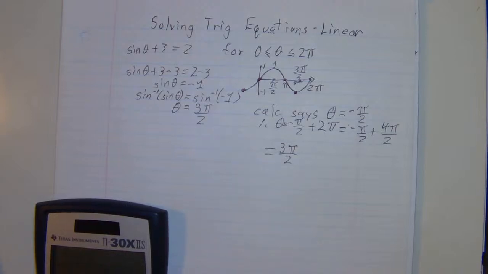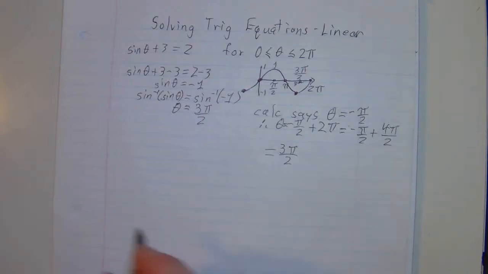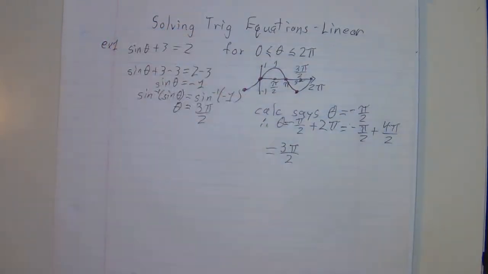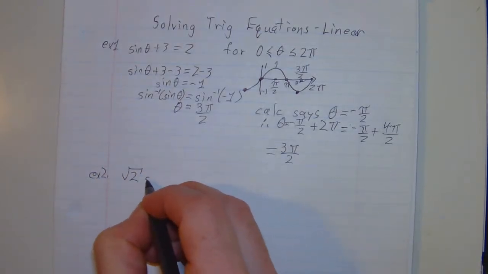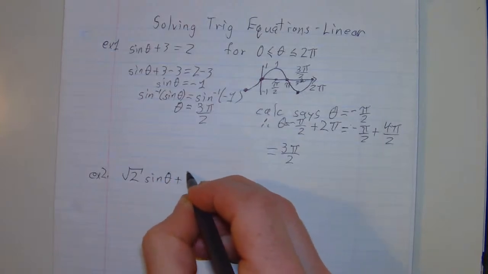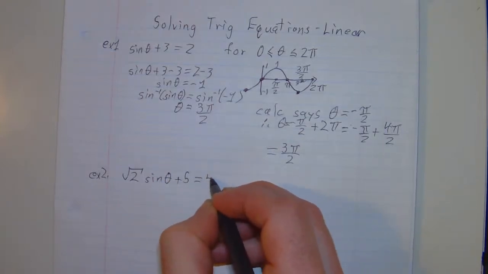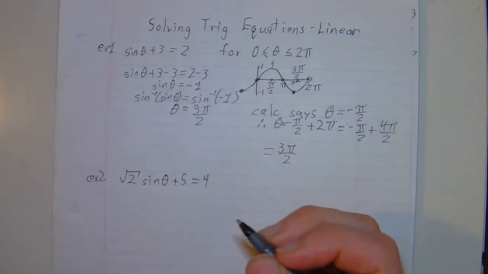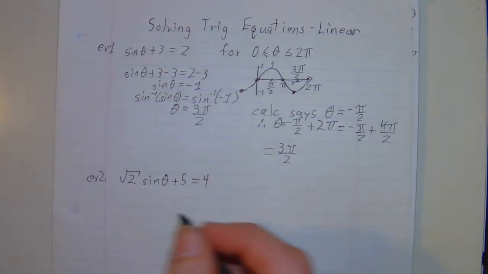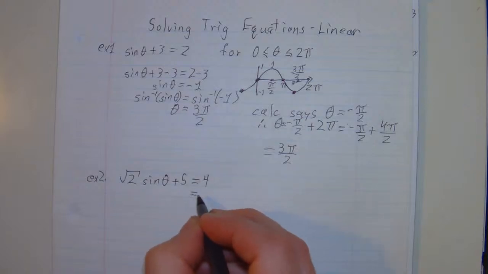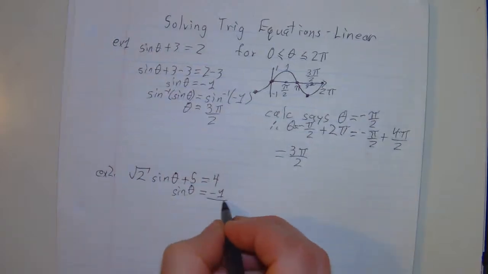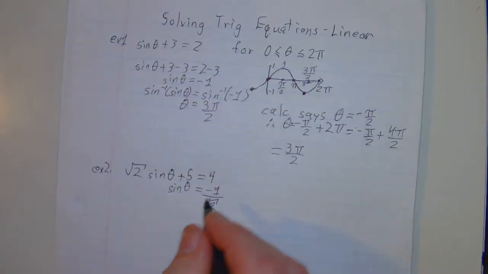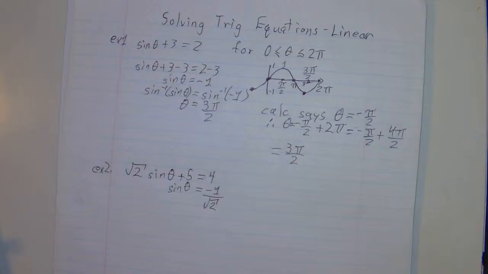Okay, so we're now in the second half of the first page of the handout. We've got a slightly more complicated equation here. So that was our example 1. Example 2, we have root 2 sine theta plus 5 equals 4. And so again, we're going to start with just our normal linear manipulations. So we subtract 5 from both sides, which gives us -1 over here. And then we're going to divide both sides by root 2. So we'll end up with sine theta equals -1 over root 2.